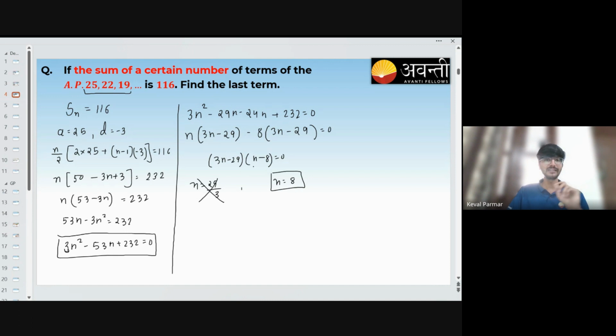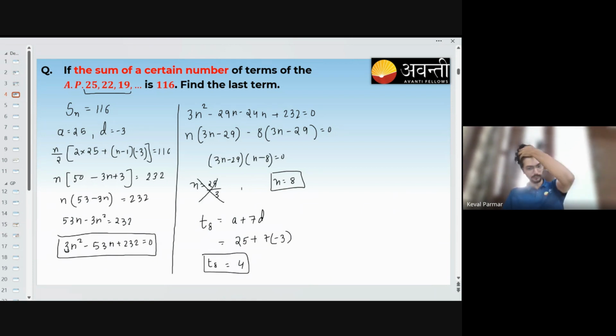We have to find the last term. So the total number of terms is 8. That means the last term will be T8. And what will be T8? It will be A plus 7D. We already know A. What was A? 25. So 25 plus 7 into minus 3. So I guess the answer is 4. So T8 will be equal to 4. This is my answer. I hope you got it.